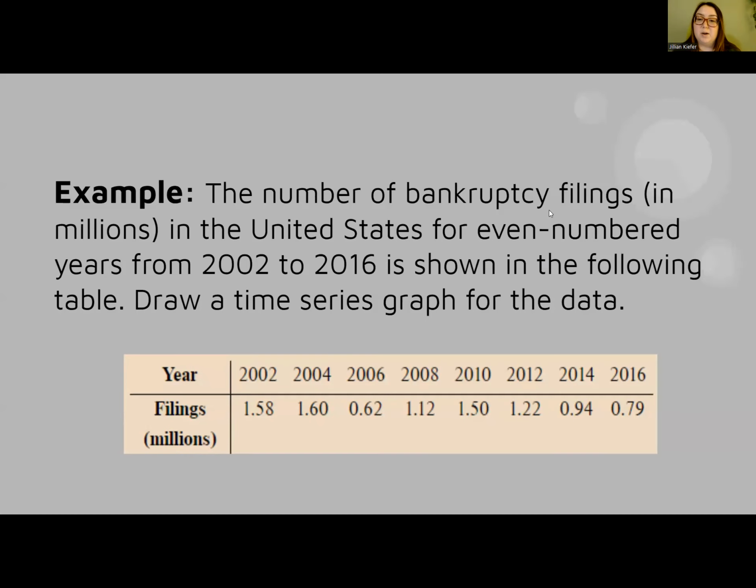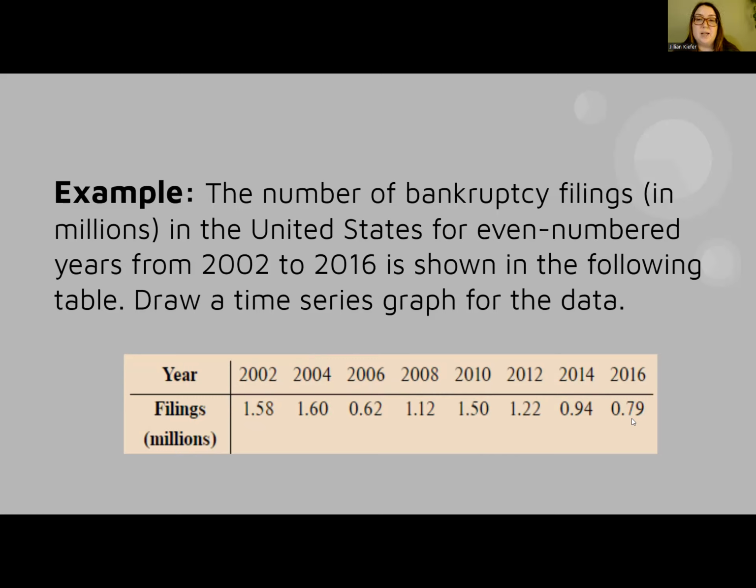So for example, the number of bankruptcy filings in millions in the United States for even numbered years from 2002 to 2016 is shown in the following table. We're going to draw a time series graph for this data. So we have the years from 2002 to 2016, and it's even years, so we're skipping any odd years. And then we have the number of filings, which are in millions. So we have 1.58 in 2002, 1.60 in 2004, 0.62 in 2006, 1.12 in 2008, 1.50 in 2010, 1.22 in 2012, 0.94 in 2014, and 0.79 in 2016.